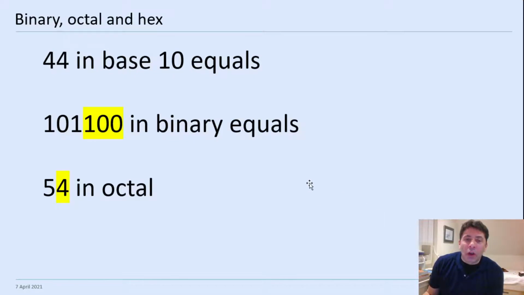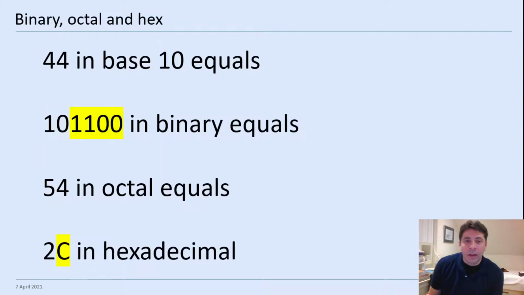Now to put that into octal, what we do is we take the 3 digits on the right and we say, well, 100, that is 4. So that's the first digit in our octal representation. Then we take the next 3 digits, 101, and that's 5 in binary, and so that's the next digit in our octal. So when we write it in octal, we write it as 54, and if we check back, we've got a 5 in the 8s column, that's worth 40, and then a 4 in the units column, that's 44.